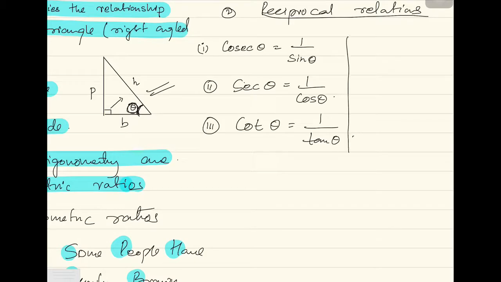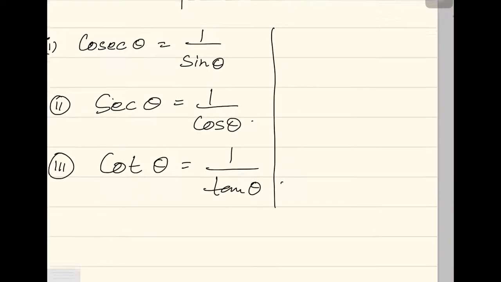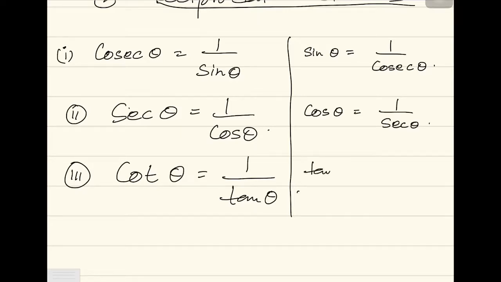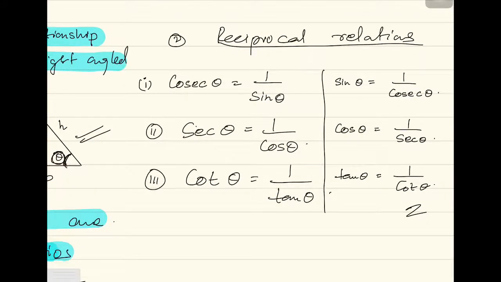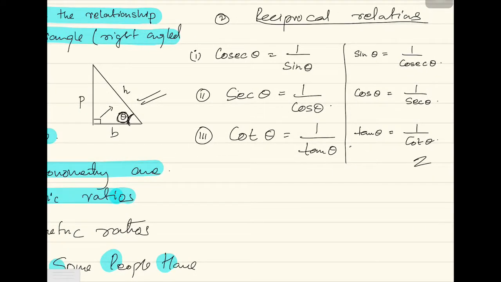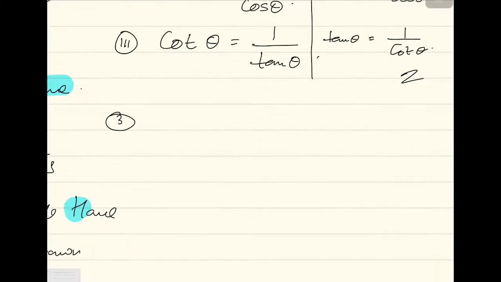I can also write the vice versa, the other one as well. So from here I can also form that sine theta is 1 by cosec theta, and cos theta is 1 by sec theta, and tan theta is 1 by cot theta. So the vice versa relation can also be written. Correct. Okay. And now once you have understood reciprocal, the third one is the quotient relations.